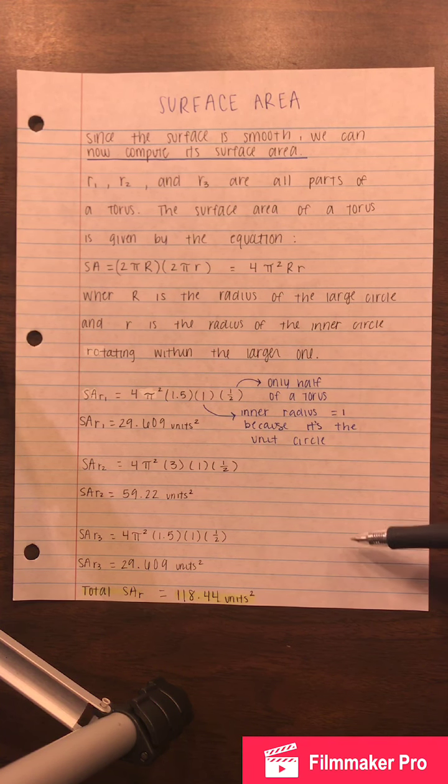So computing all of the pieces of our surface, we got that the total surface area was 118.44 square units.